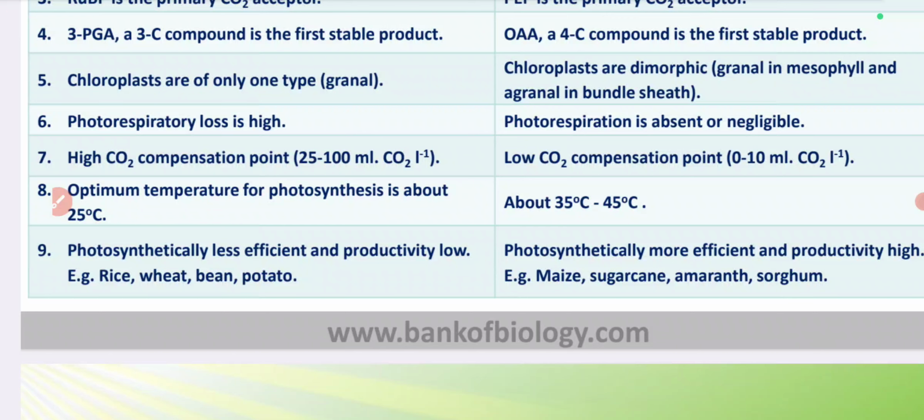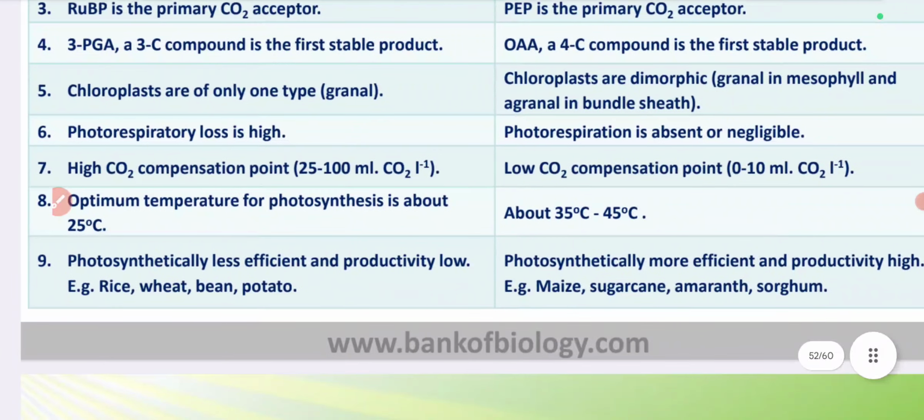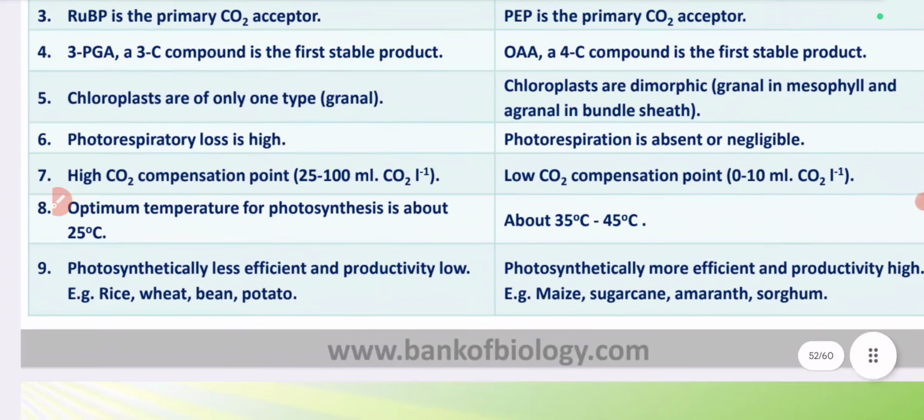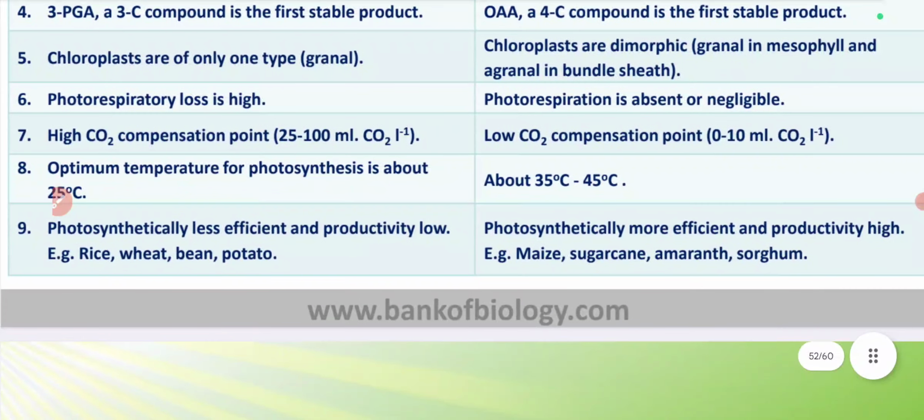The optimum temperature for photosynthesis is about 25 degrees Celsius in C3 plants, while in C4 plants it is about 35 to 45 degrees Celsius. C3 plants are photosynthetically less efficient and productivity is low, for example rice, wheat, bean, potato, but C4 plants are photosynthetically more efficient and productivity is high, for example maize, sugarcane, amaranth and sorghum.